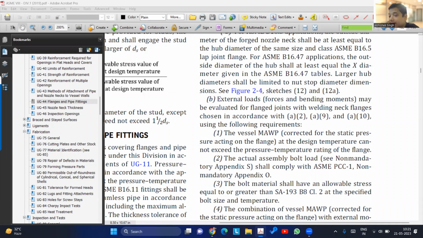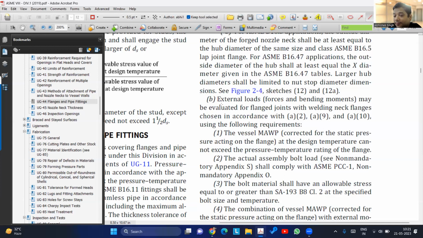External loads, right? See, a process nozzle may not have external loads all the time. If external load is mentioned in our data sheet, that for these nozzles we need to consider external loads, you can see that clause starts with external load. So if there are external loads coming on that nozzle, this is also a very interesting part.